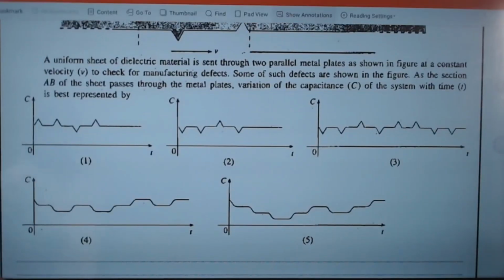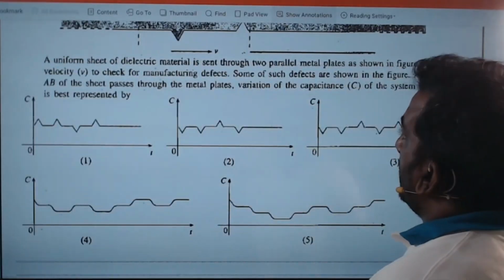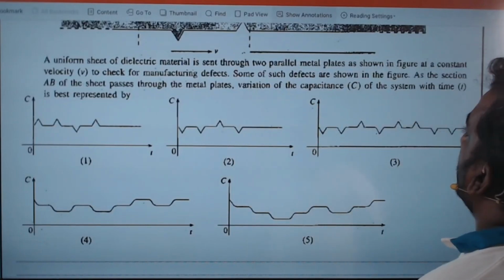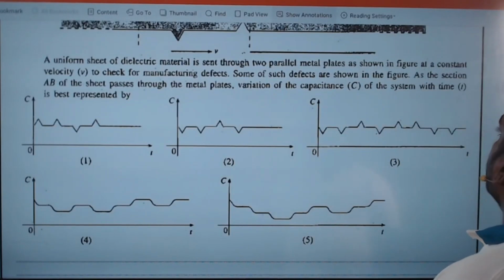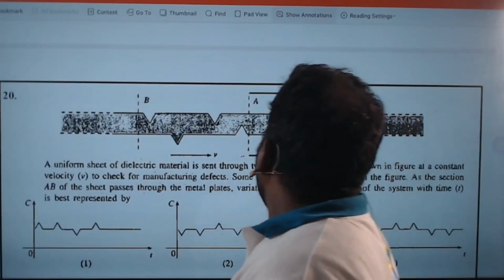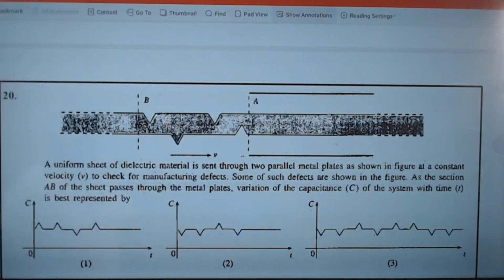A uniform sheet is sent through 2 parallel metal plates as shown. Some of these defects are shown in the figure as the section passes through the metal. Variation of the capacitance with time is best represented by, right. So here when thickness increases, capacitance also will what? Increase, effective capacitance.